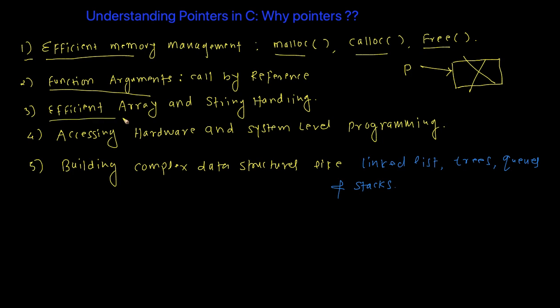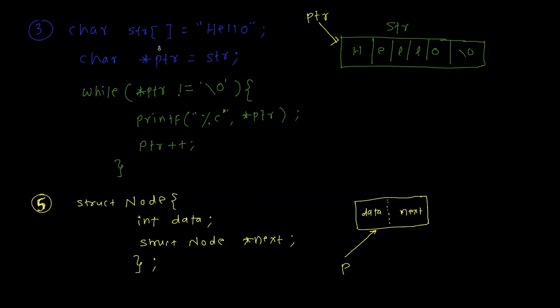Another use of pointers is efficient array and string handling. Let's see this example. In C, strings are nothing but arrays of characters, right? So this is how we store the string str equal to hello. The string is stored like this, and this \0 will indicate the end of the string.